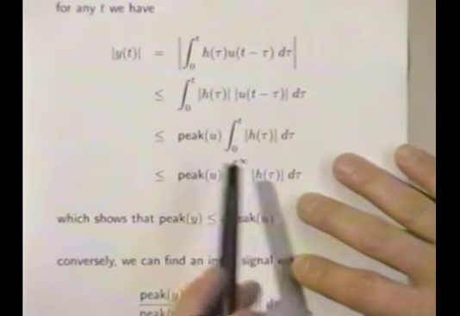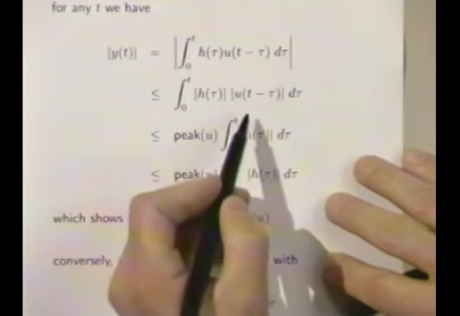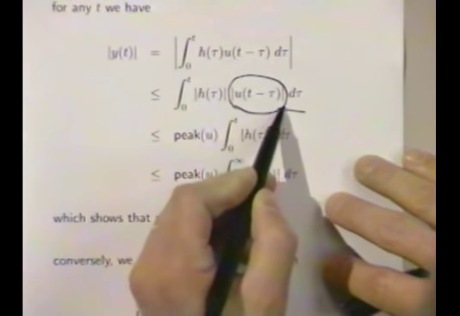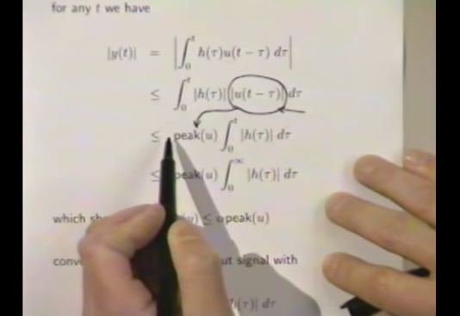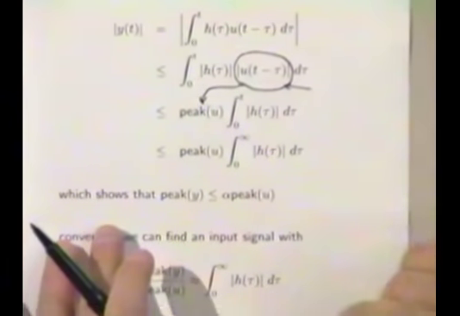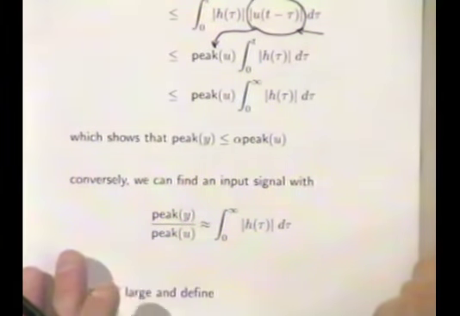I pop this inside like that. Now I use the fact that this thing, I don't know what it is, but it's certainly less than the peak of u. Okay? And then I get the integral of the absolute value. So this basically explains that.